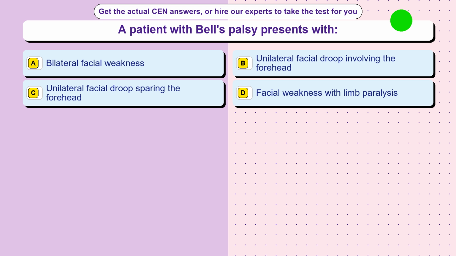Question 47. A patient with Bell's palsy presents with Option A, bilateral facial weakness. Option B, unilateral facial droop involving the forehead. Option C, unilateral facial droop sparing the forehead. Option D, facial weakness with limb paralysis.